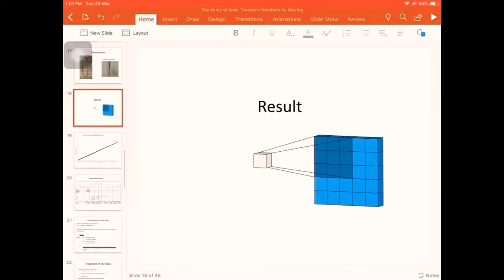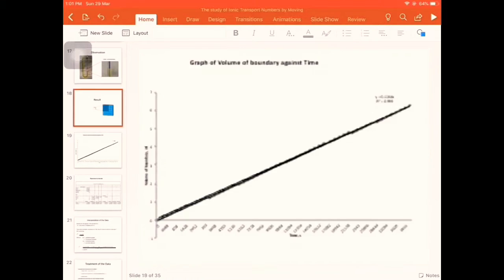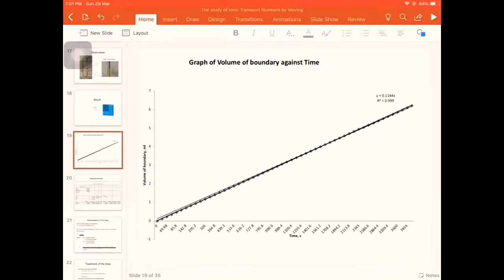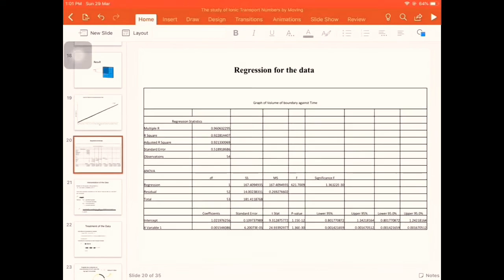And then as we move on to the result, okay, this is the graph that I get. Basically we plotted the volume of the boundary against time, and we can simply say that we have a linear graph here, volume versus time. For that we do a simple regression of the data, and from that I can extract the value of the intercept and also the uncertainty of the data for the treatment of the data.